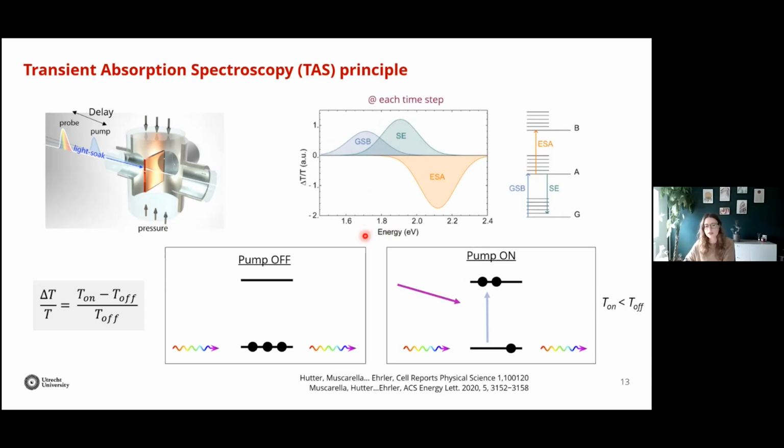The reason why it's positive is that, when you have your pump off, you only have the probe light and that interacts with your population in the ground state. So this probe will be absorbed, and that means that the transmittance after the sample will be very little. But then if you excite with a pump, you have excitation of this population to the excited state. And when the probe comes, the transmittance of this probe will be much higher. Therefore, the transmittance when the pump is on is higher than when the pump is off. And this signal then is positive.